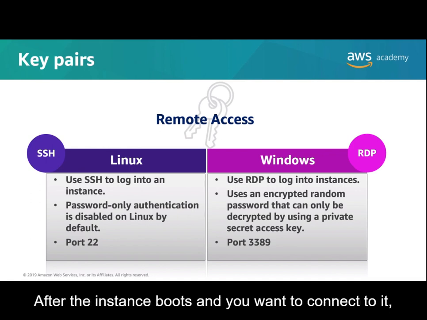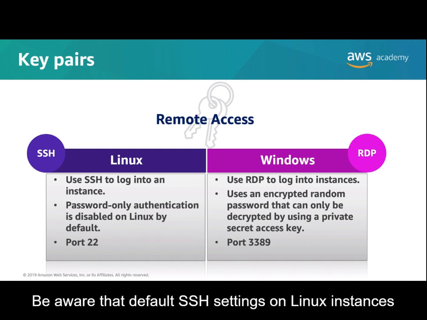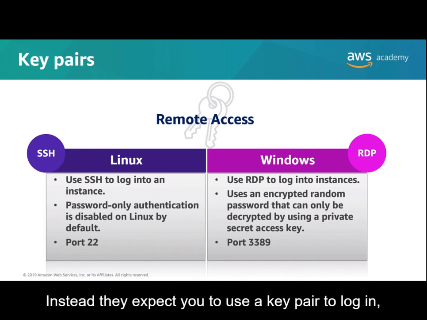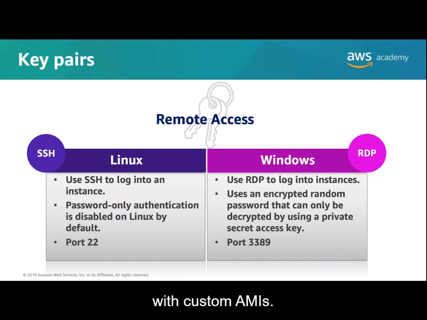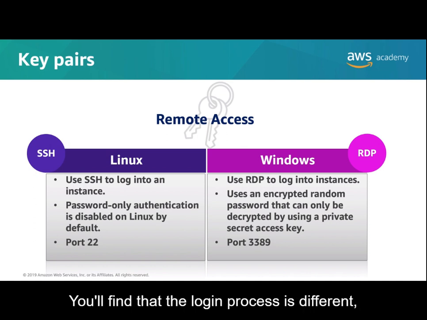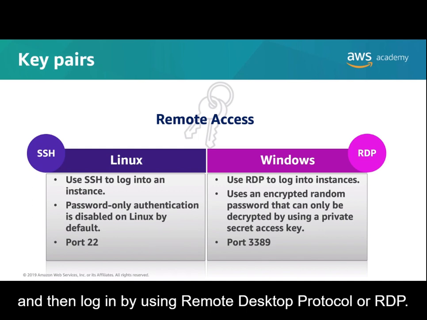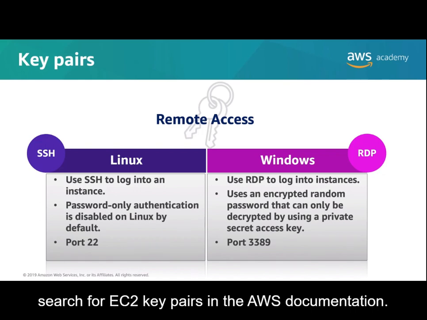After the instance boots and you want to connect to it is when you use the private key to connect to the instance. Be aware that default SSH settings on Linux instances don't prompt for a password. Instead, they expect you to use a key pair to log in, though it's possible to configure login how you want with custom AMIs. Now, focus your attention on Windows. You'll find that the login process is different, and with Windows instances, you typically use the key pair to decrypt the administrator password and then log in by using Remote Desktop Protocol, or RDP. If you want to know more about EC2 key pairs, search for EC2 key pairs in the AWS documentation.